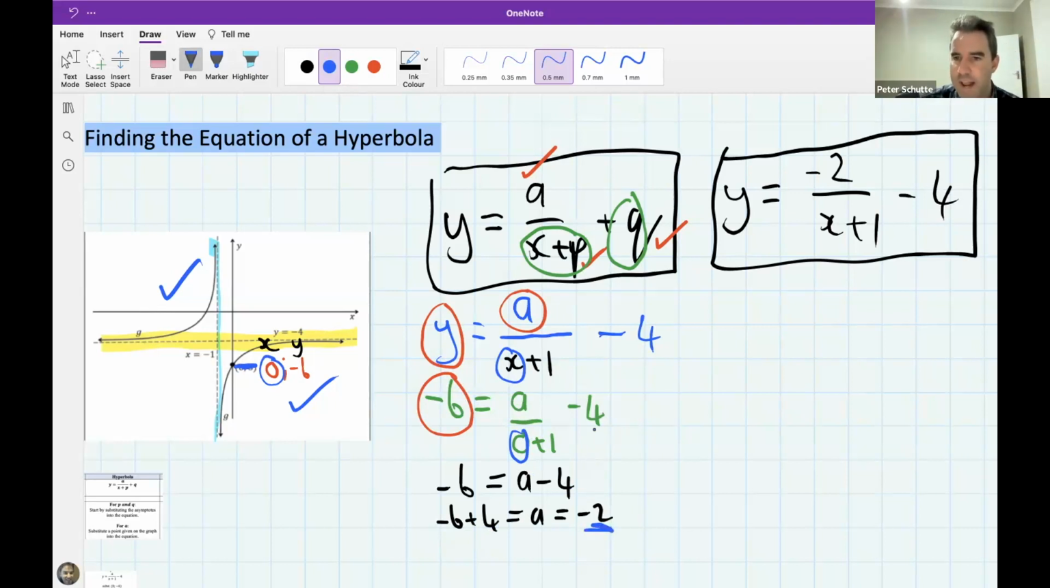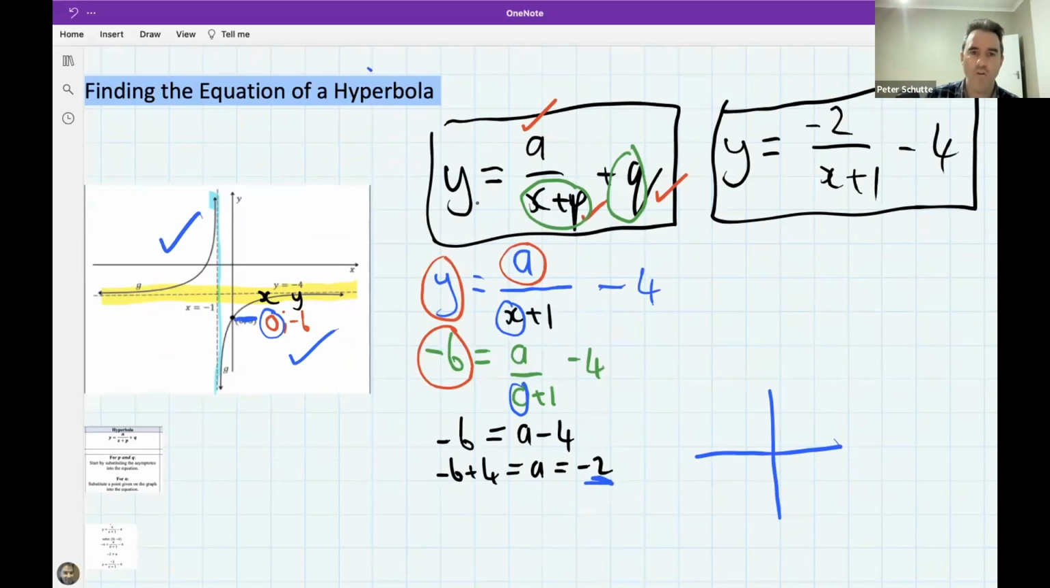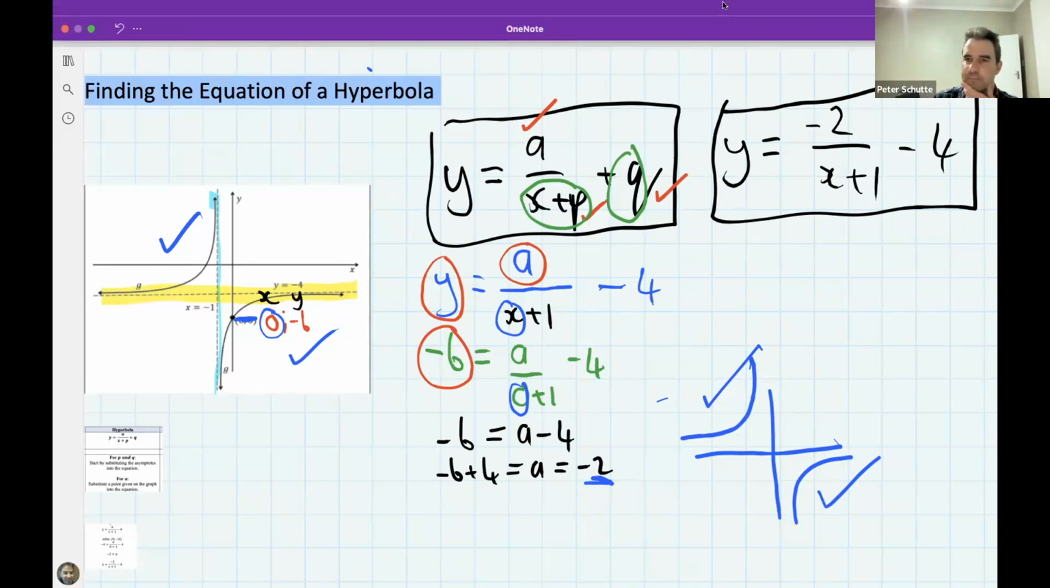What does it mean when an a value is a negative number? Okay, when an a is a negative number, it's going to mean that the quadrants that the hyperbola is drawn in are going to be in this quadrant and that quadrant. The a value also affects the shape. The bigger the a value is, the more it's going to be sort of bent, like a more bendy banana. But that's not really something you need to worry too much about for now.